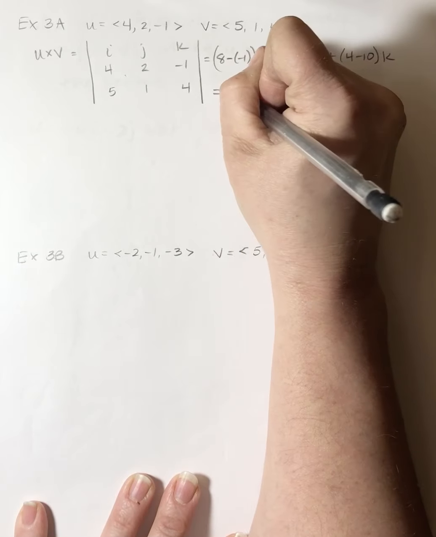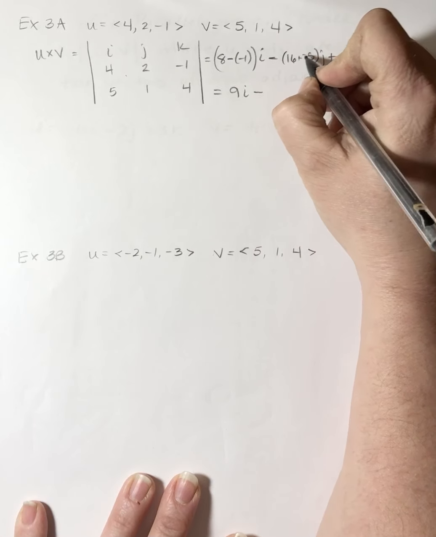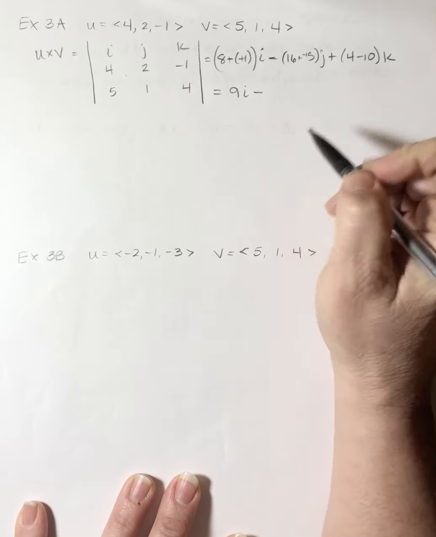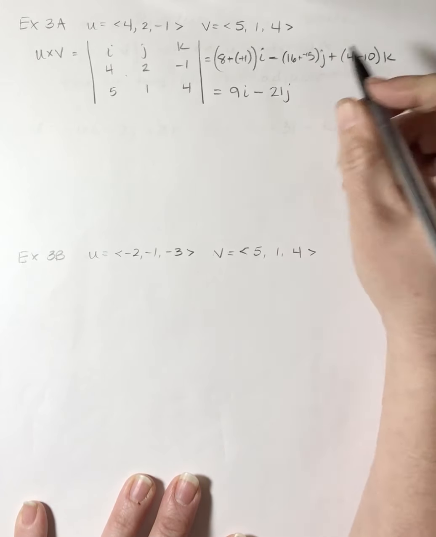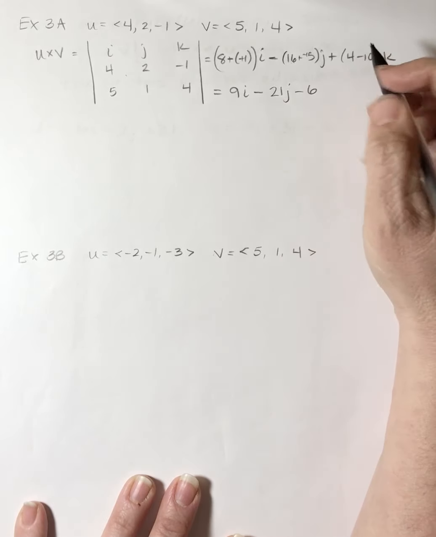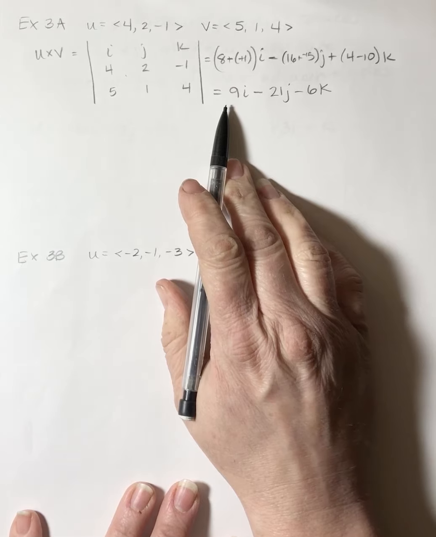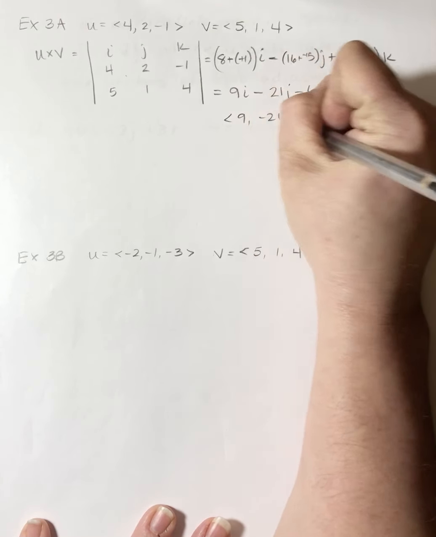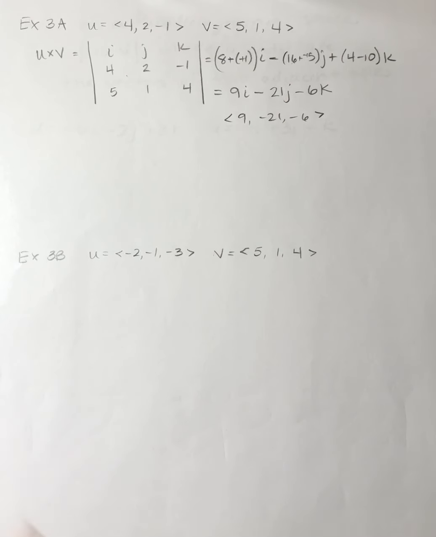So this is going to be 9i minus, I changed the signs in those, so that's where the 9 comes from, and then 16 plus 5 is 21, so this would be minus 21j, and then 4 minus 10 is a negative 6. Okay, and whether you write your answer like this, or like this, it does not matter. You can do it either way, okay?